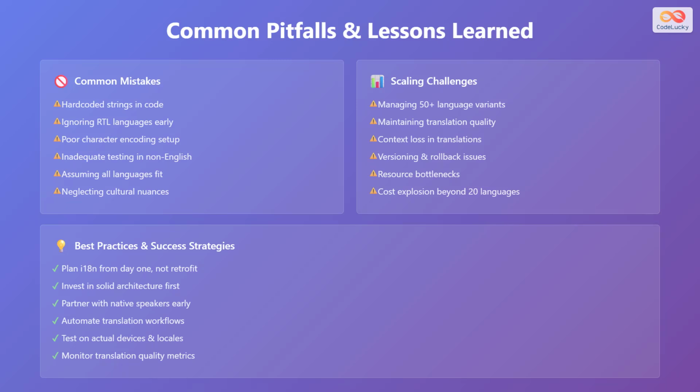Best practices for success include planning i18n from day one rather than retrofitting later, investing in solid architecture first before expanding language support, partnering with native speakers early in the process, automating translation workflows to reduce manual effort, testing on actual devices and operating systems in each target locale, and continuously monitoring translation quality metrics to maintain standards.